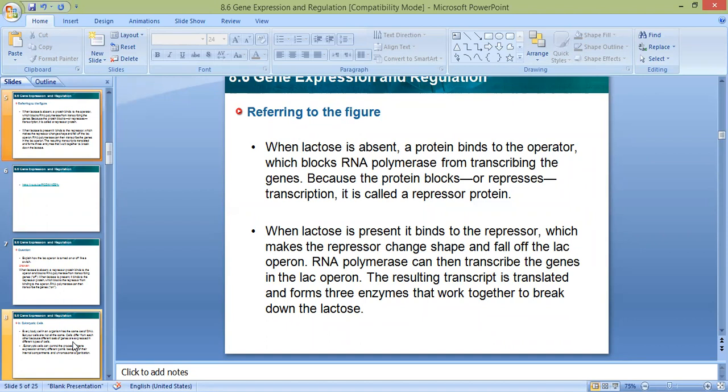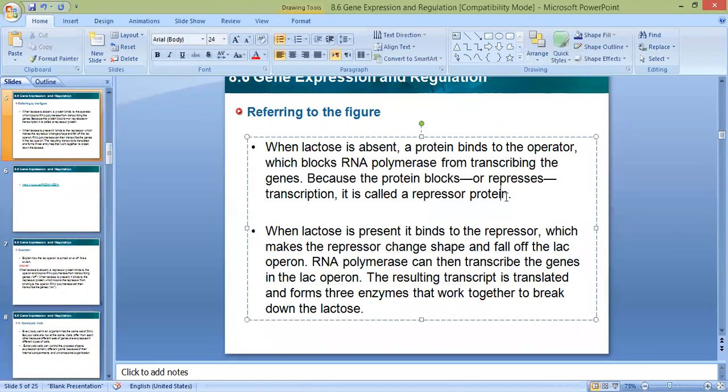When lactose is absent, a protein binds to the operator, which blocks the RNA polymerase from transcribing the gene. Because the protein blocks or represses the transcription, it is called repressor protein. هذا اللي حكيناه فوق. أيوه.